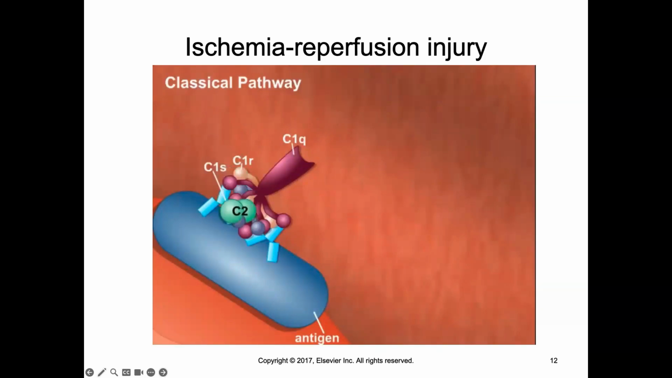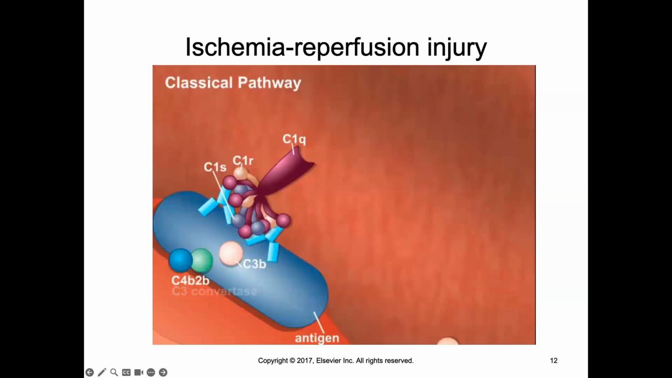C1s then acts on C2, cleaving it into C2a and C2b. Then C1s cleaves C4 into C4a and C4b. C2b and C4b bind to the cell near the antigen-antibody complement complex, and C2a and C4a are released. This complex of C4b and C2b, called C3 convertase, has protease activity and cleaves C3 into C3a and C3b. C3b becomes bound to the cell surface, whereas C3a is released.